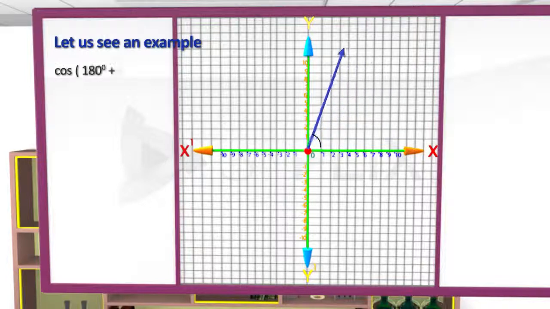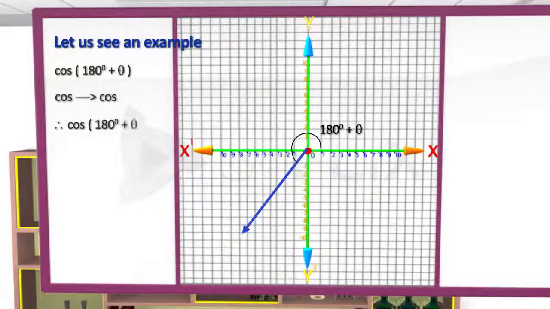Cos 180 degrees plus theta. Here, 180 degrees plus theta belongs to the third quadrant. As you know, the trigonometric ratio of cos is negative in the third quadrant. Also, 180 degrees plus theta is an even multiple of 90 degrees plus theta. So, there is no change in the trigonometric function. Cos remains cos. Therefore, cos 180 degrees plus theta is equal to minus cos theta.